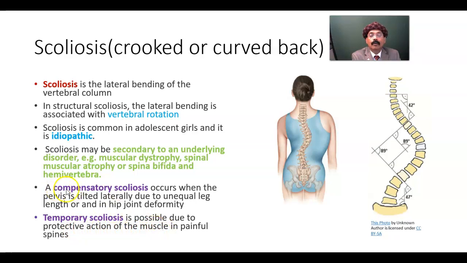or compensatory scoliosis occurs when the pelvis is tilted laterally due to unequal leg length, and also in case of hip joint deformity. Unequal leg length is possible in case of poliomyelitis. One leg may be small, another leg may be normal. So one is shorter, another is longer. So the prosthesis may not work. Also, in a person with an artificial limb, if the prosthesis is not perfect, then there may be compensatory scoliosis.